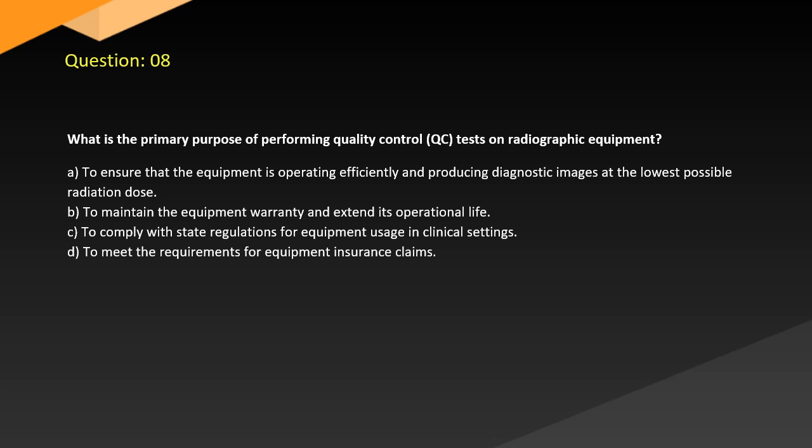Question 8. What is the primary purpose of performing quality control, QC, tests on radiographic equipment? A. To ensure that the equipment is operating efficiently and producing diagnostic images at the lowest possible radiation dose. B. To maintain the equipment warranty and extend its operational life. C. To comply with state regulations for equipment usage in clinical settings. D. To meet the requirements for equipment insurance claims.